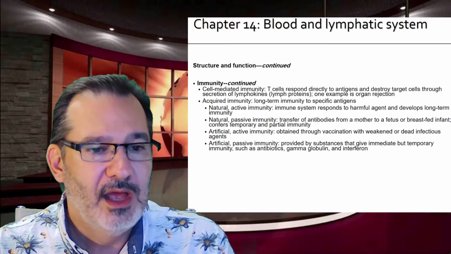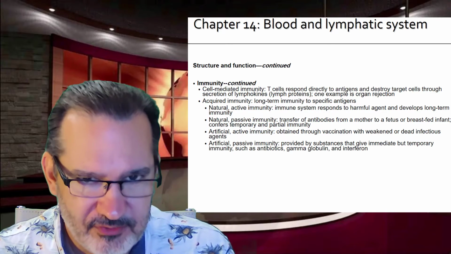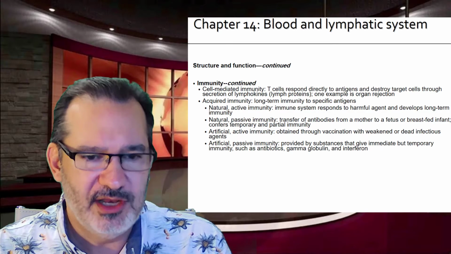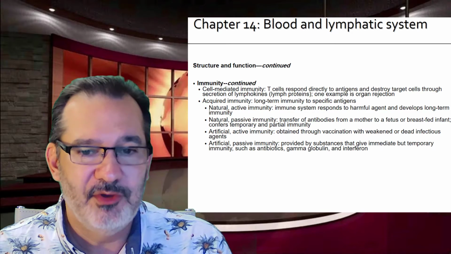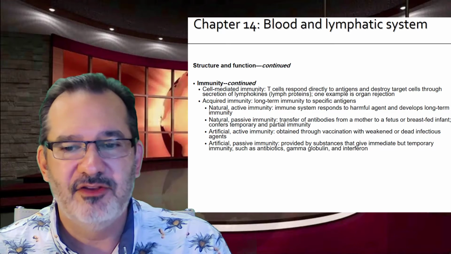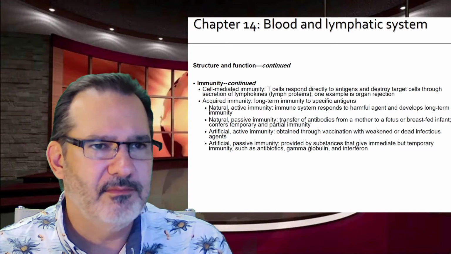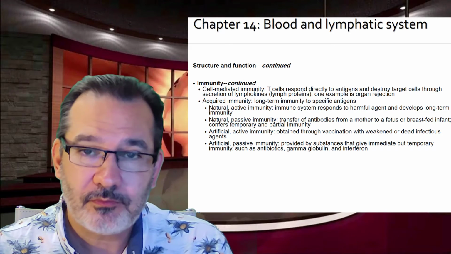Okay. Acquired immunity, long-term immunity to specific antigens. And there's different types. There's natural active immunity. Okay, so the immune system responding to a harmful agent develops long-term immunity. So something along the lines of maybe chickenpox, for example.